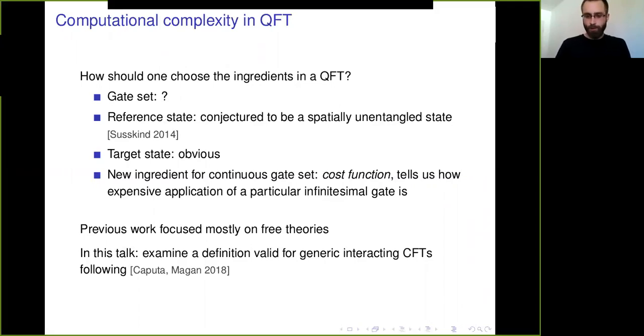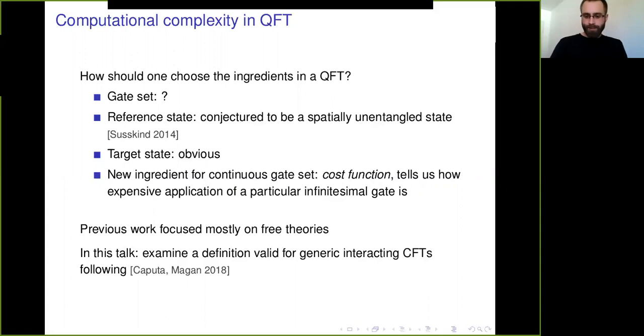And these gates are supposed to create the complex entanglement structure that all CFT states dual to particular bulk geometries possess. And the target state, of course, is obvious. This is simply the CFT state that is dual to the bulk geometry, which you want to probe with complexity.